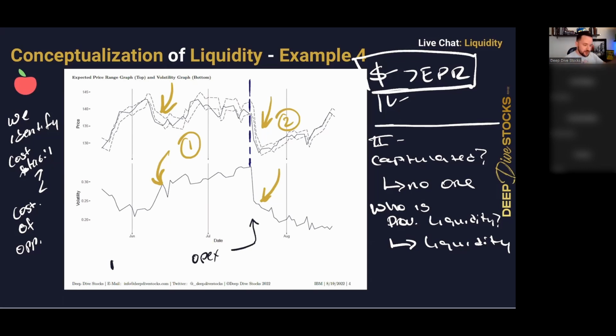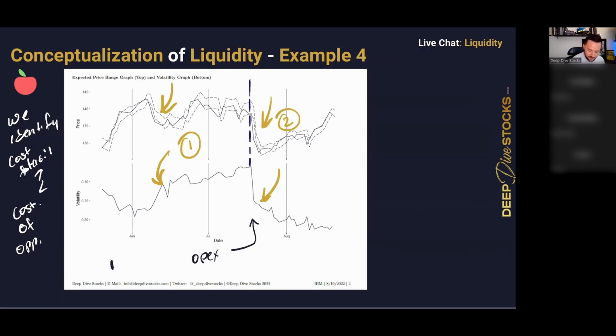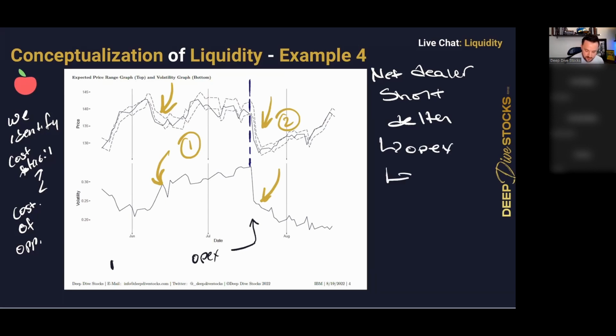Maybe, assuming it's OPEX, assuming IBM had, let's say, net dealer short, is that right? So I have to do some math. Yeah, net dealer short delta. And then OPEX occurs. Delta skyrockets, right? That short delta expires, so in essence I get more long delta. I dig myself out of the hole of the short delta. As that happens, what do I do? You've got to sell.